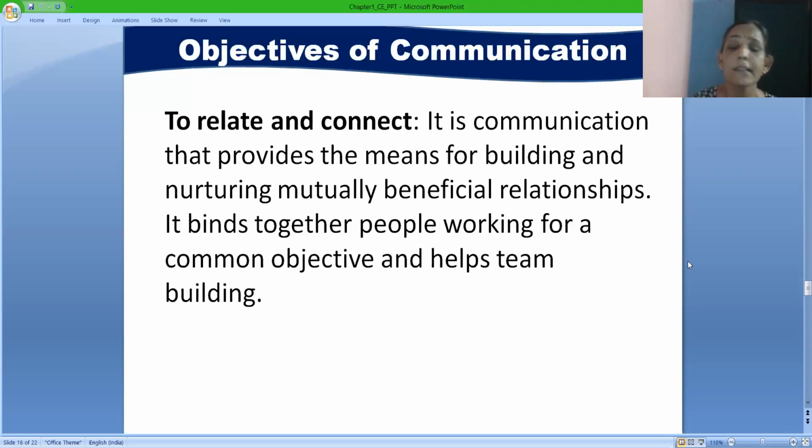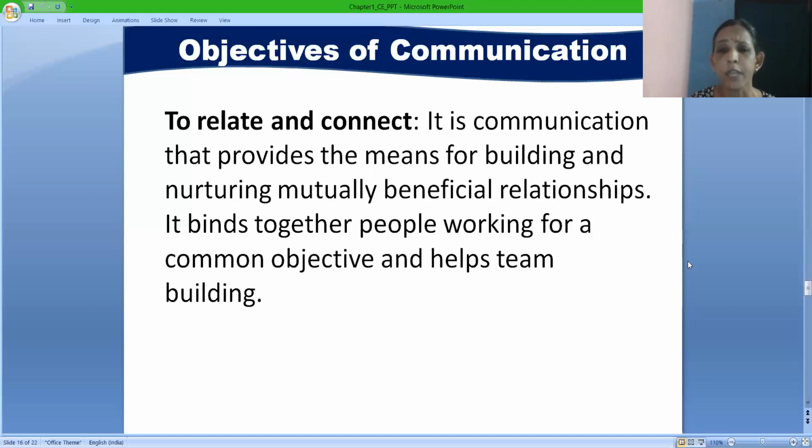person. Whenever we are talking about relationships, about getting connected with new people, you have to communicate. Let me give you an example. You all must be using WhatsApp or Facebook.